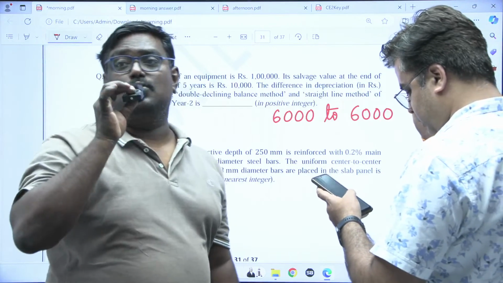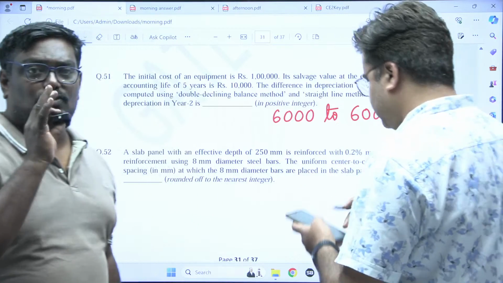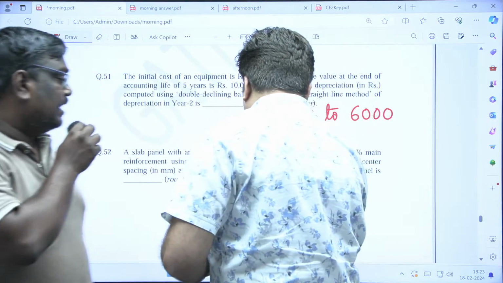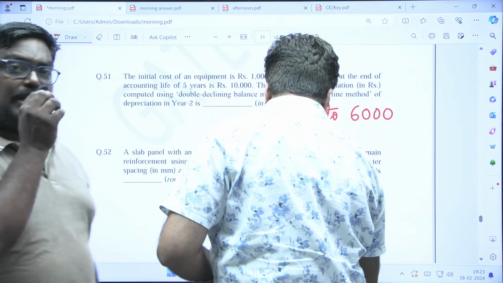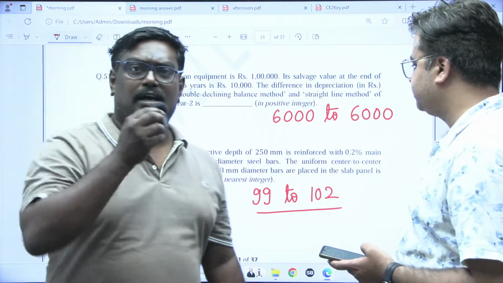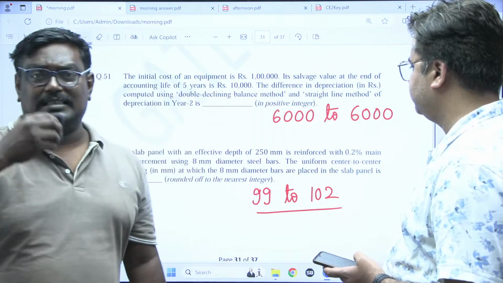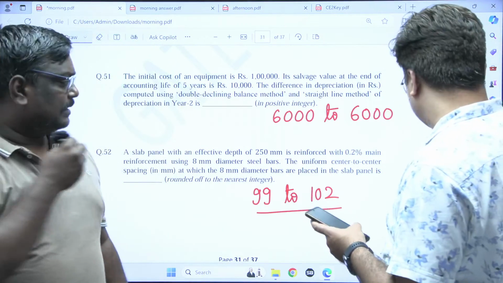99 to 102. So students, you should be so lucky. Even if you write the answer as 101, they are giving it. So it should be 99 to 102. Any answer they are accepting. So the spacing question in the slab: after finding the area of steel, by knowing the number of bars in 1 meter, you will know the spacing.